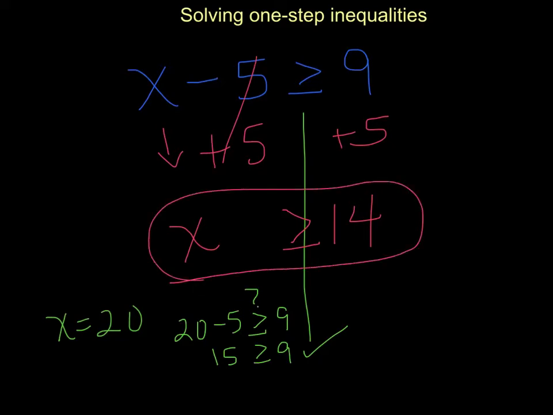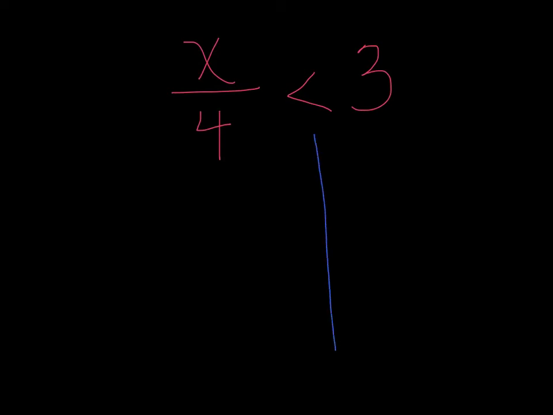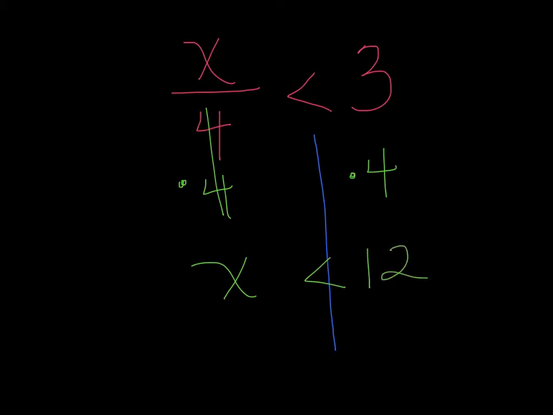Let's go ahead and do another one. X divided by 4 is less than 3. Again, you solve it exactly as you would equations. Right now, x is being divided by 4. So we have to undo that division, which is why you're going to multiply by 4 to both sides. The 4's cancel out, and x is less than 12.